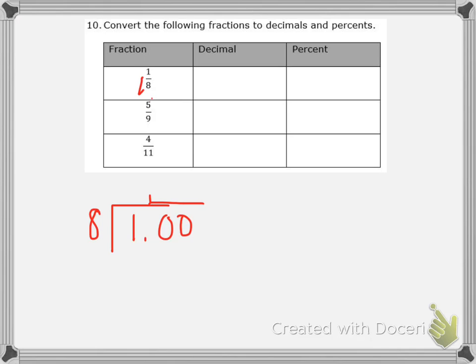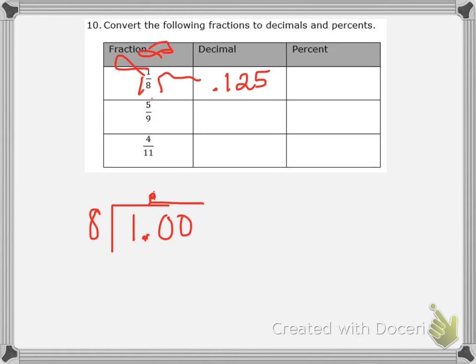It's that horse and rider that we talked about. And remember, horse and rider is not what we're doing. It's just a little picture that helps us remember which one goes in the house and which one goes outside of the house. So when you divide this one, you would get 125 thousandths.